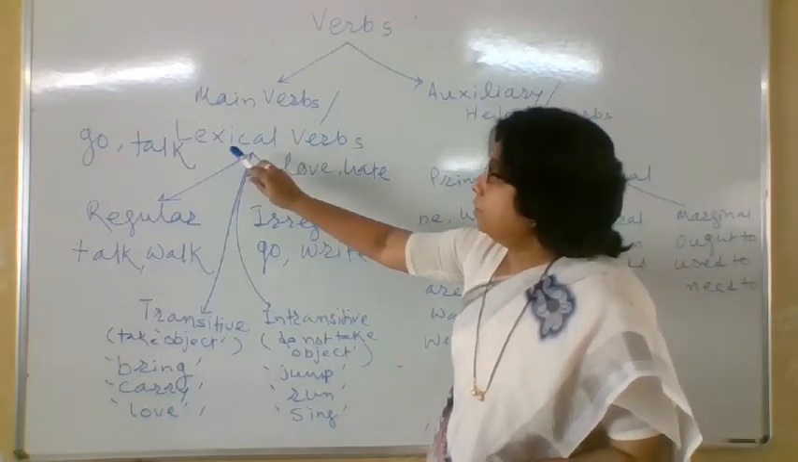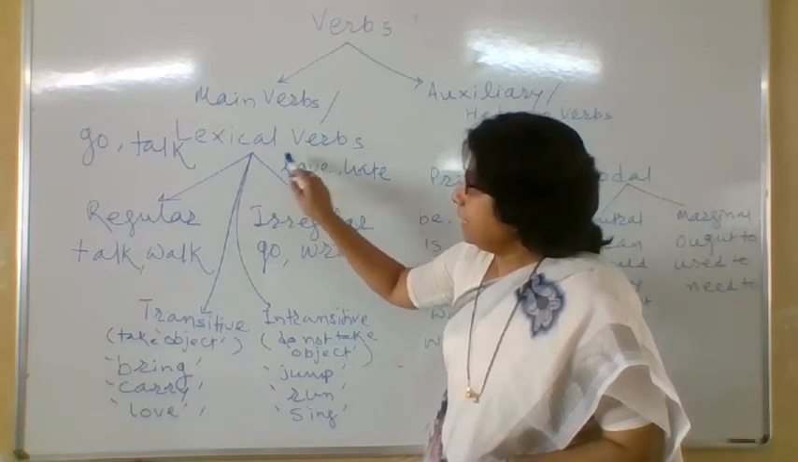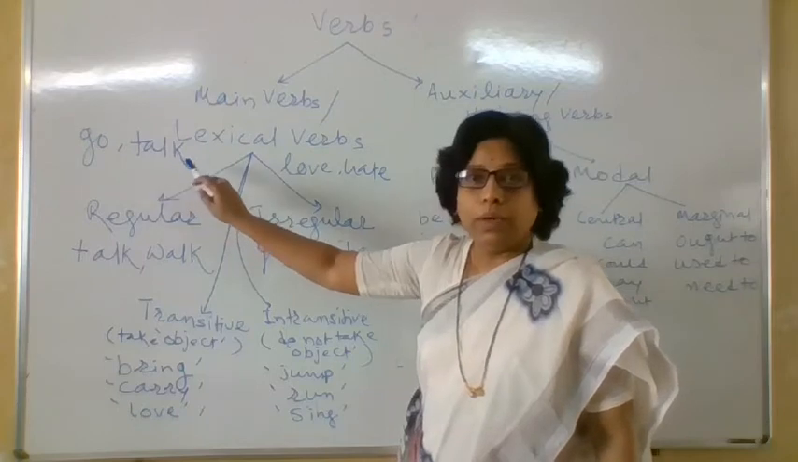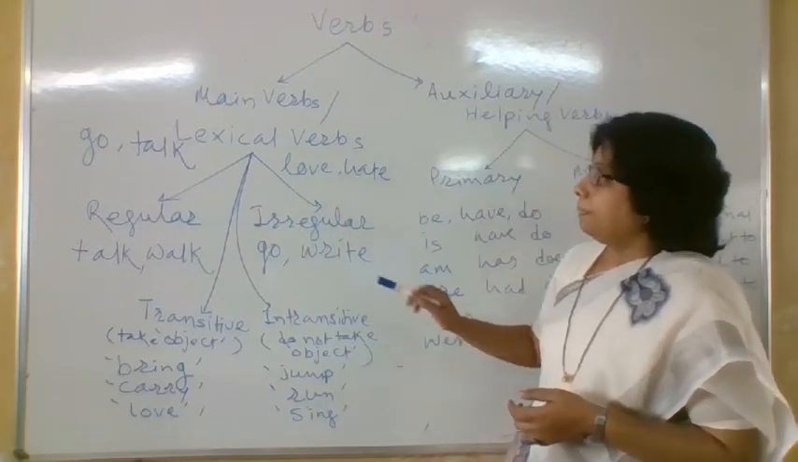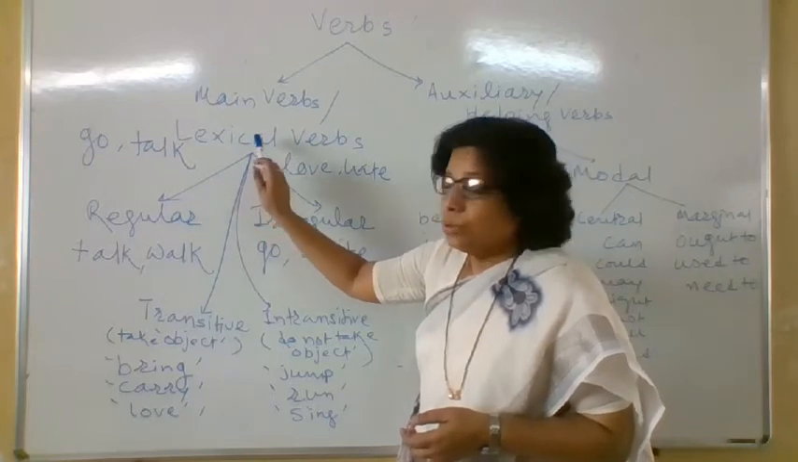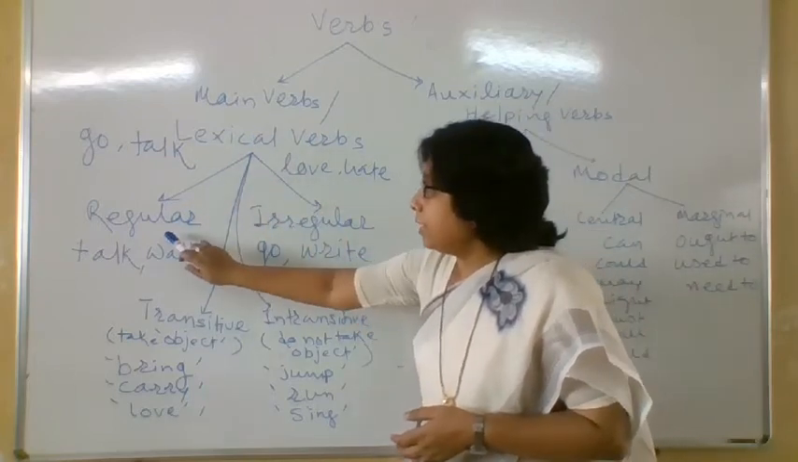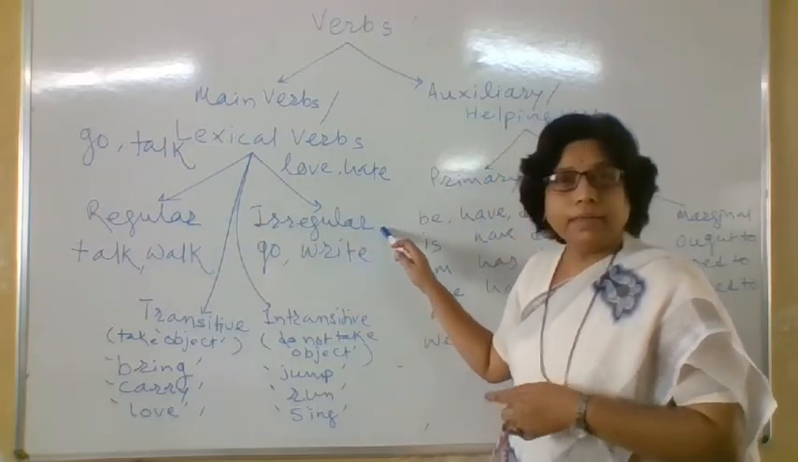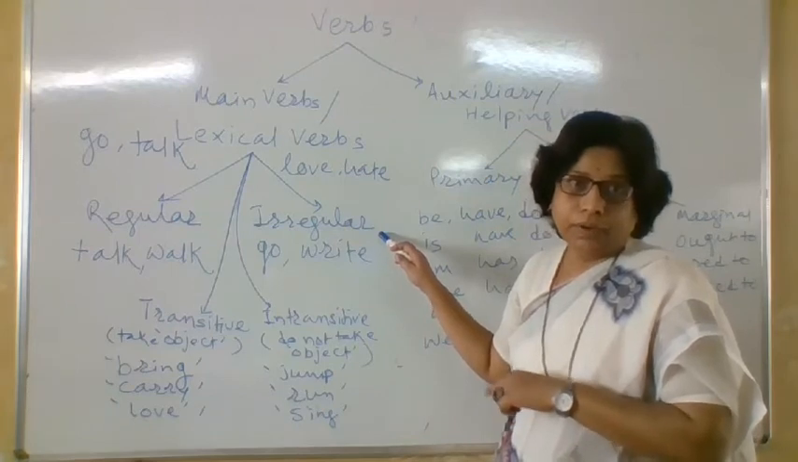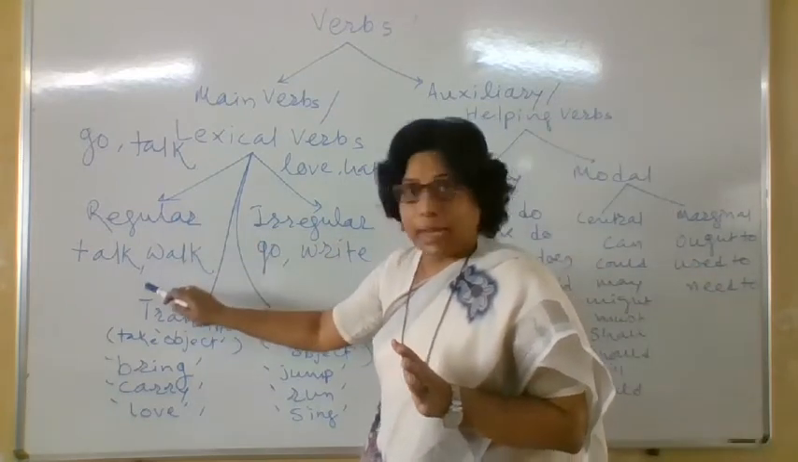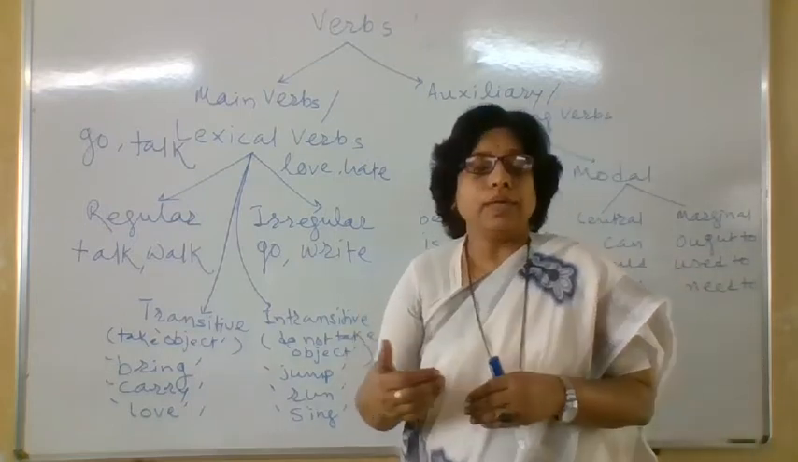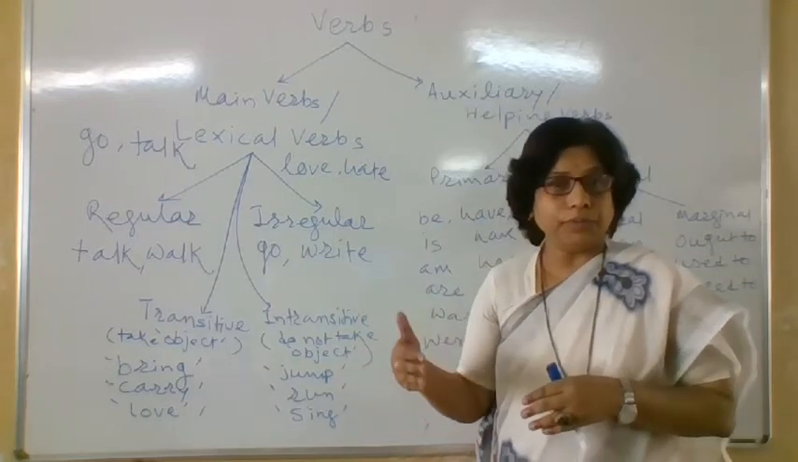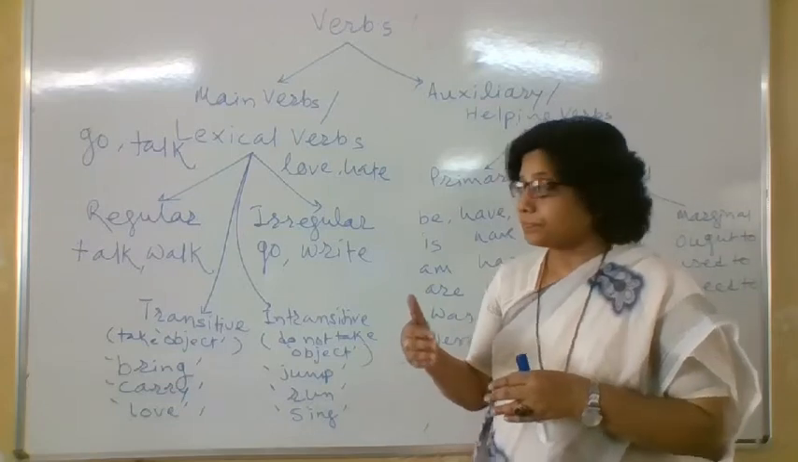So, main verbs or the lexical verbs are like go, like talk, like love, like hate, right? And again, these are divided into two categories: regular lexical verbs and the irregular verbs. Now, what are these regular verbs? Because as we know that there are different forms of the verbs.